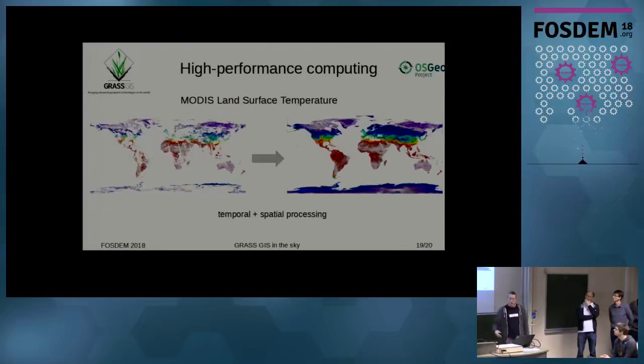Another example, also what we did recently, is land surface temperature processing. We have, in this case, a time series of about 30,000 maps, which we processed with HPC methods. Essentially we want to get from gaps in space and time on the left-hand side to the fully reconstructed map on the right-hand side. And we want to do this 30,000 times in parallel.